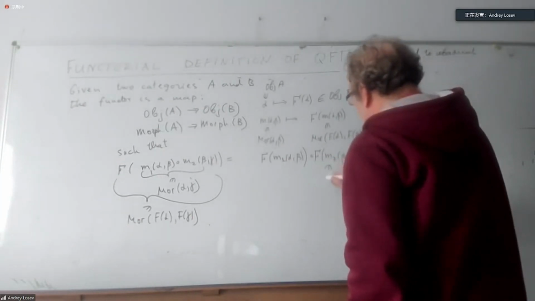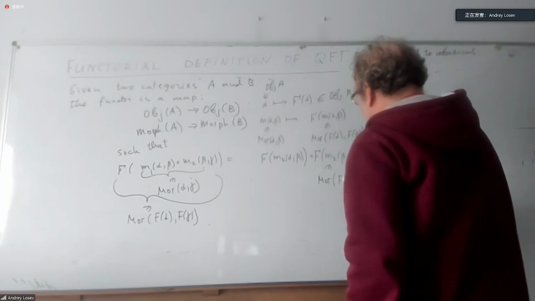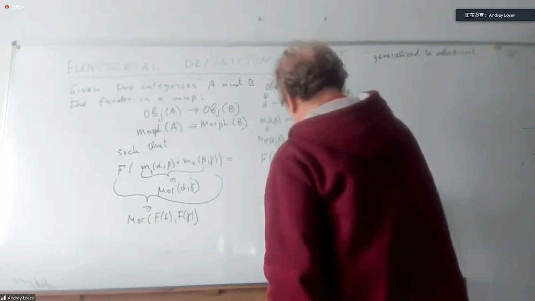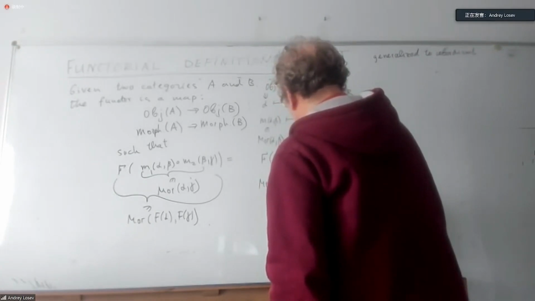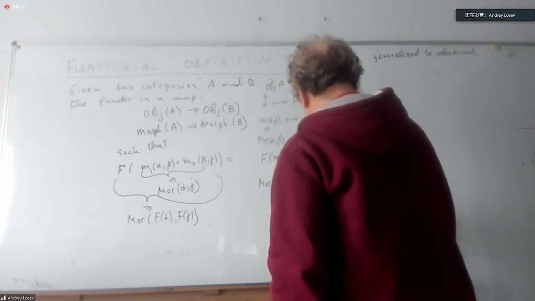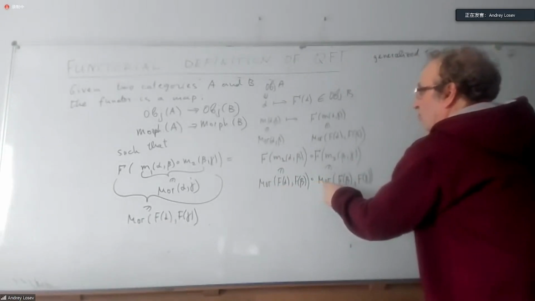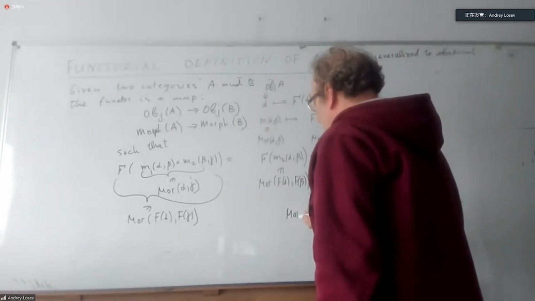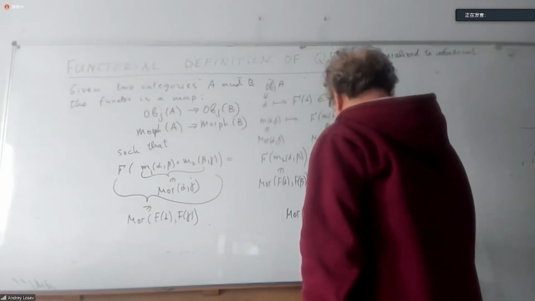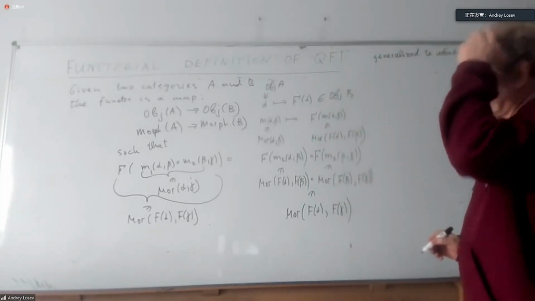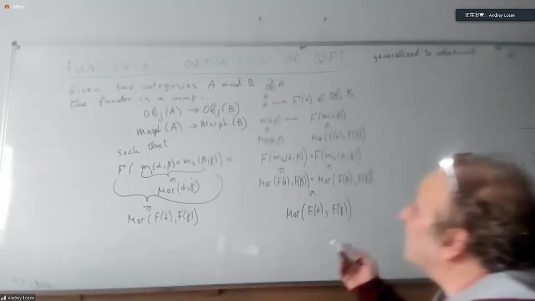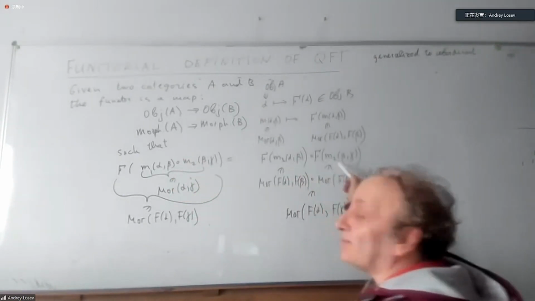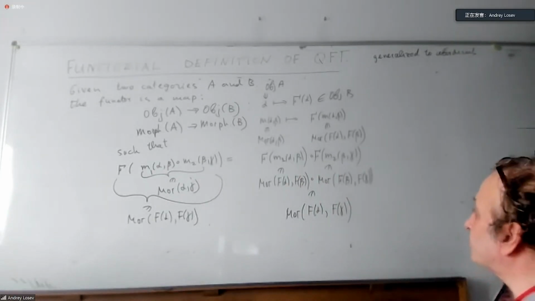Now here, this thing belongs to morphisms between F of beta and F of gamma. This thing belongs to morphisms between F of alpha and F of beta. And here I have composition in the space of morphisms of the category B. And this, of course, belongs to morphisms between F of alpha, F of gamma. So this is a mathematical definition. It means that application of the functor preserves composition.